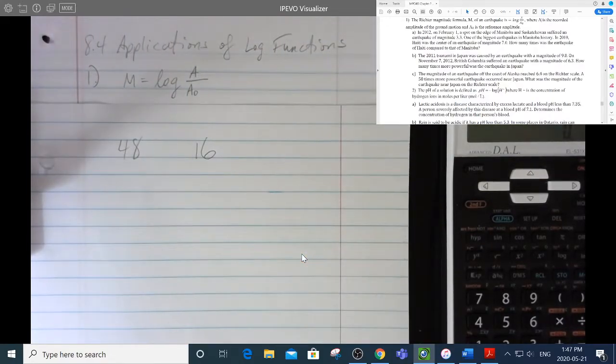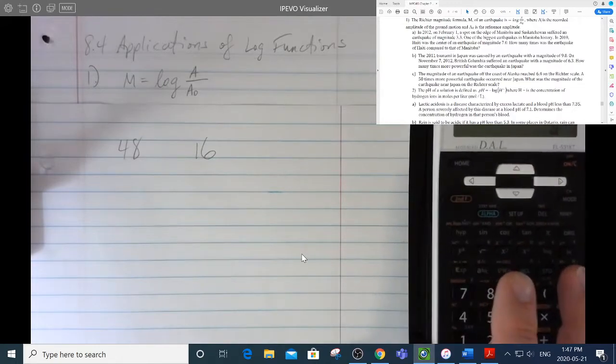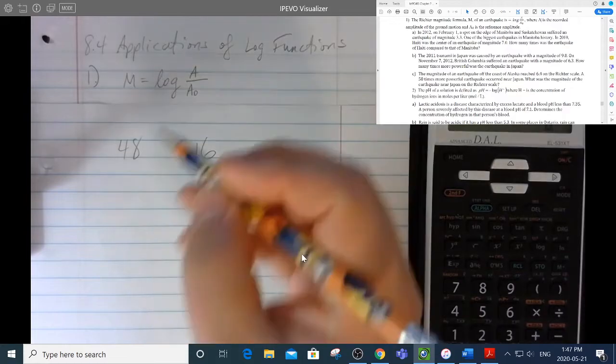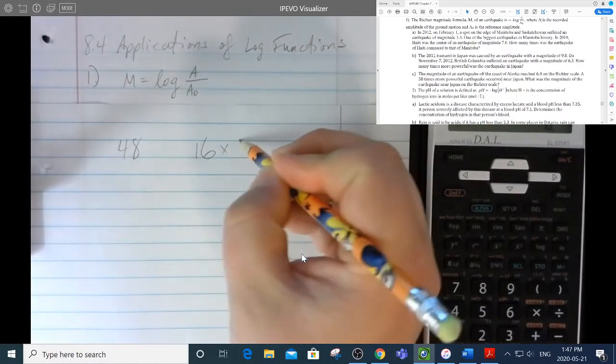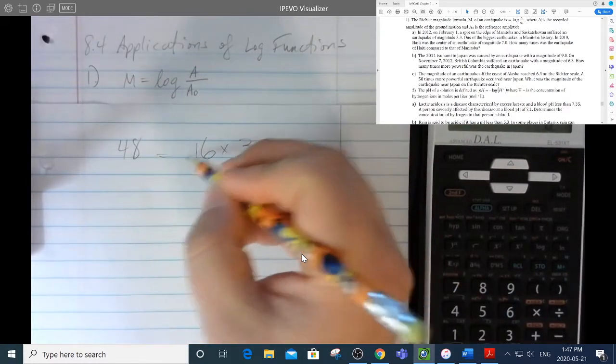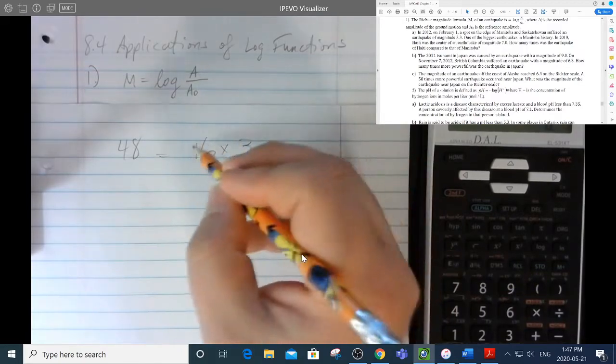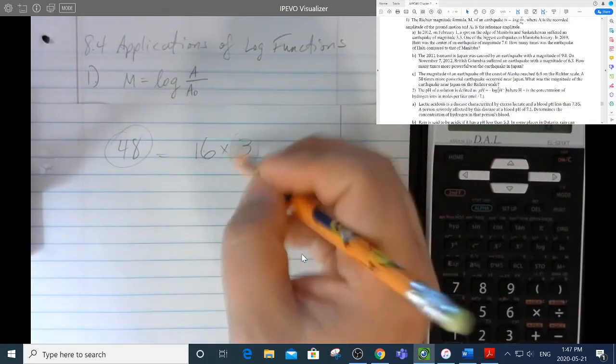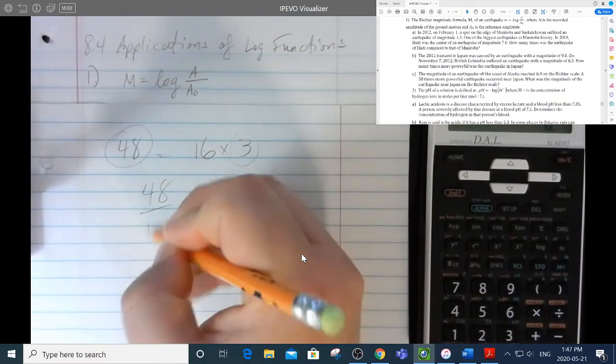How do you figure that out? How do you represent that with a number? How do you figure out how many times something is bigger than something else? Well, you might go, wait a minute, if I go times 3, 16 times 3 is 48. So the answer is that my age is 3 times the student's age. So how do you find this 3? Well, you actually go 48 divided by 16.